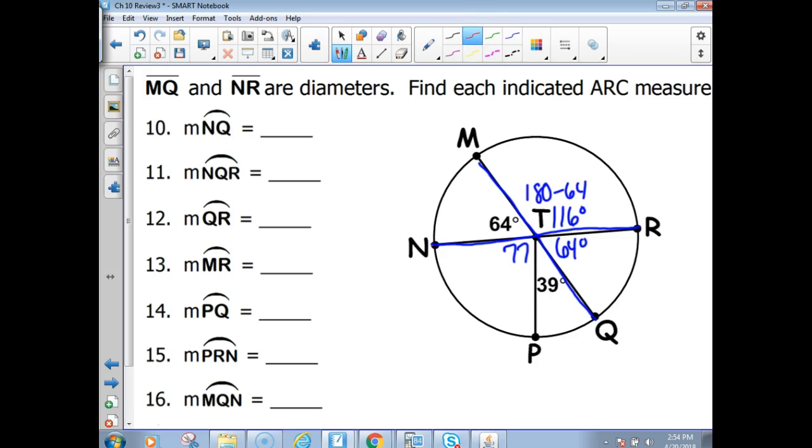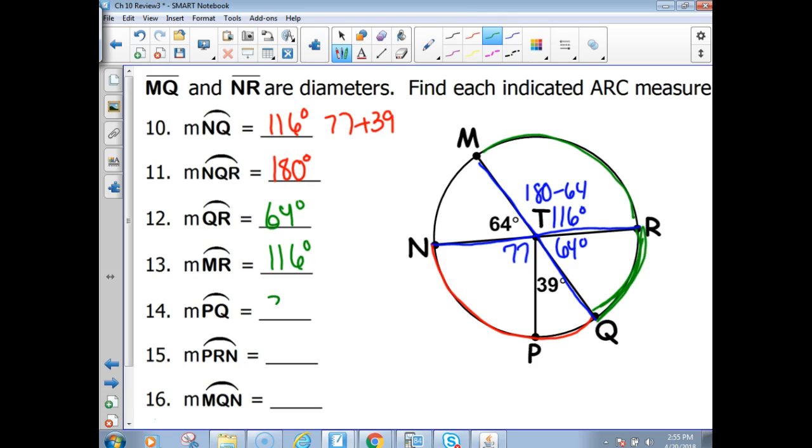Okay, now I'm going to go find these answers. NQ, arc N to Q. So now I'm just going to do 77 plus 39. Now it's 116 degrees. N through Q to R is half of a circle, so that's just 180 degrees. Semicircle. Arc QR would be 64. MR, we already figured out, 116. PQ, 39. Already labeled. Remember the arc measure is equal to the measure of the central angle.